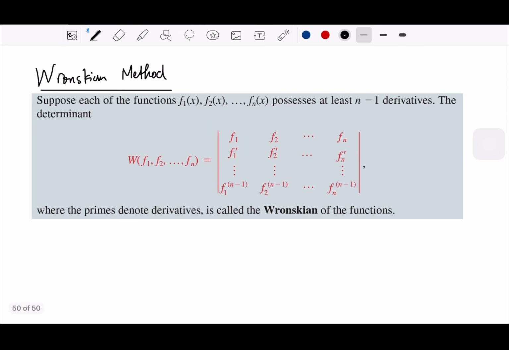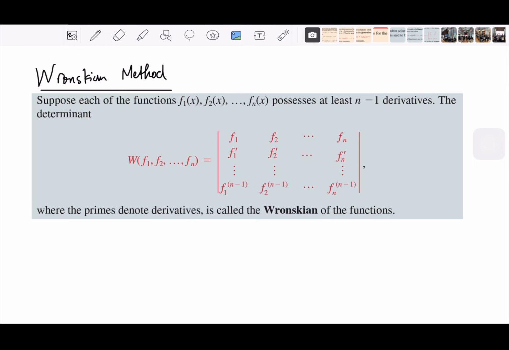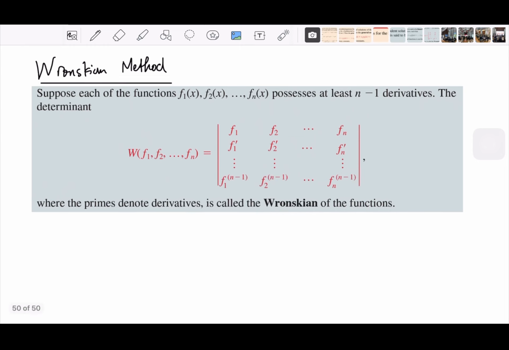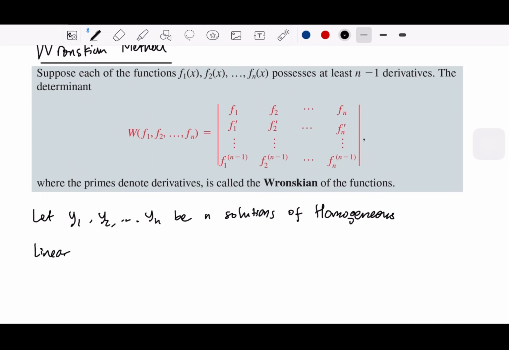Maybe I have the picture. Let me check. No, I think I will write here. Let y1, y2, until yn be n solutions of a homogeneous linear nth order differential equation on some interval I. It can be any order.